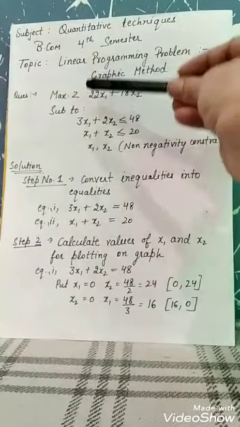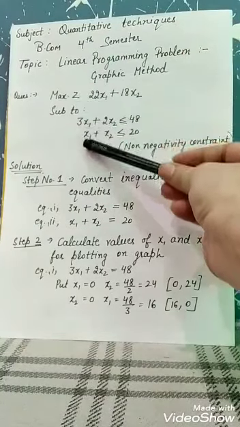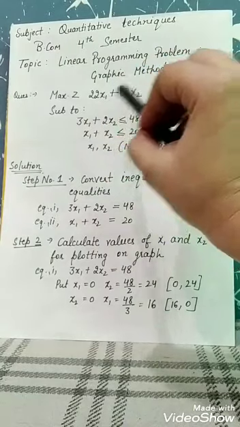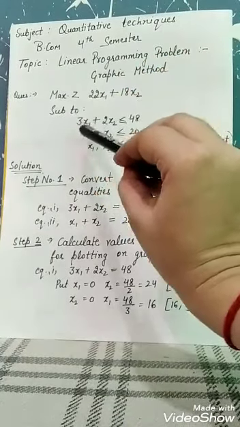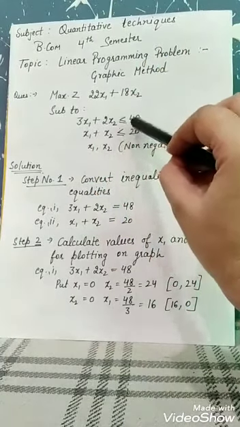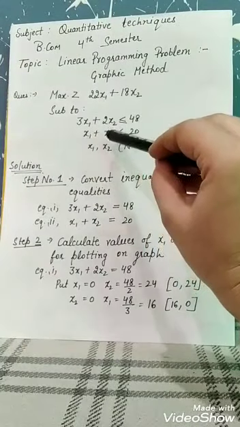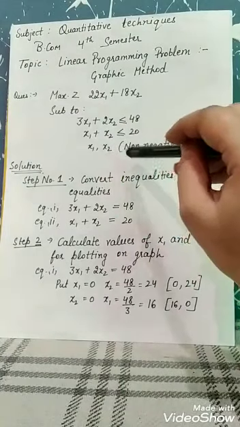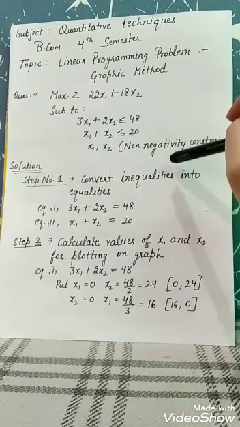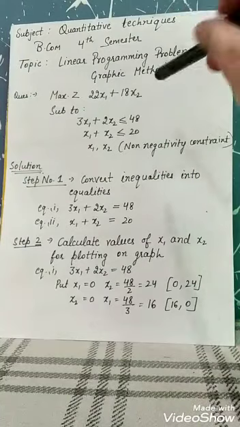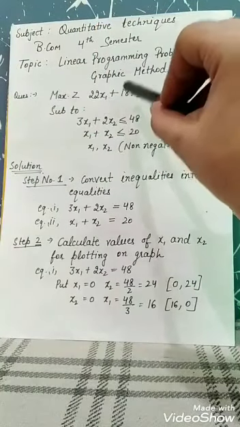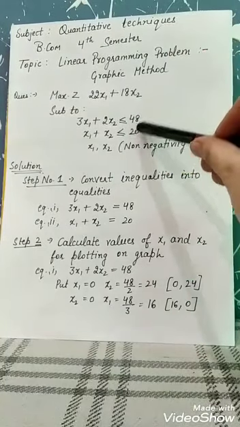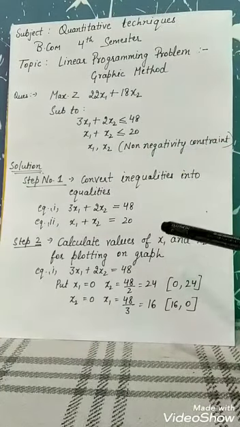In this question you can get this type of statement, that is maximize z = 22x1 + 18x2 subject to 3x1 + 2x2 ≤ 48, x1 + x2 ≤ 20, x1 and x2 non-negativity constraint. That means the value of x1 or x2 can never be negative. Here is the objective function which we want to maximize, and these are two constraints in the form of two equations of linear programming.